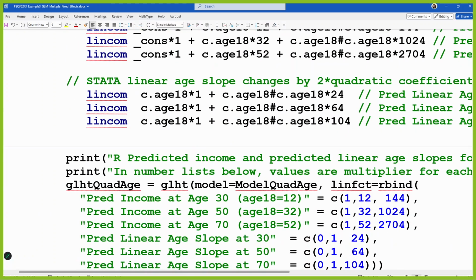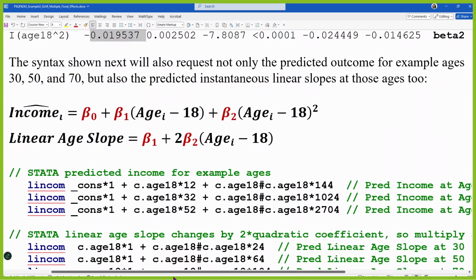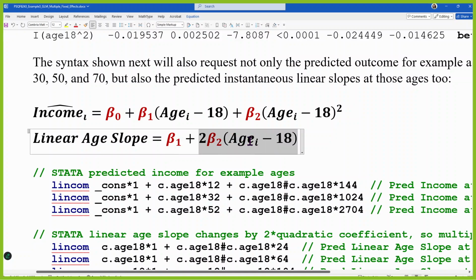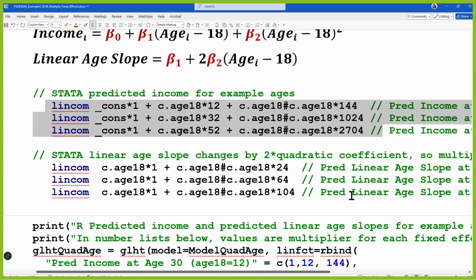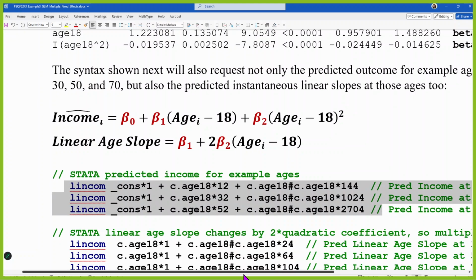So this is shown in code below. First, state a code to get the predictions. To get predicted income, I would fill in ages that I want the prediction for. To get the predicted slope, I would start with whatever the age slope is at age 18, and then twice the quadratic slope coefficient times the age value at which I want the new slope. So here's 3 predicted intercepts, essentially, for ages 30, 50, and 70.